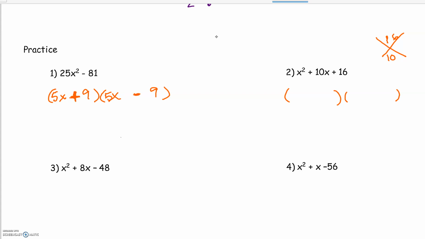Done with that one. 16, I know 8 and 2. Those add to get 10. So x and x to get x squared, plus 8 and plus 2, because it was a positive 10 and a positive 16.